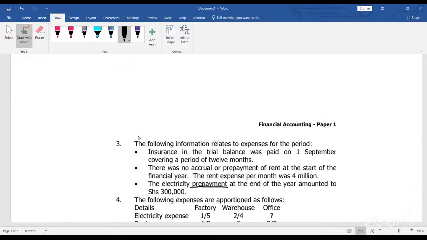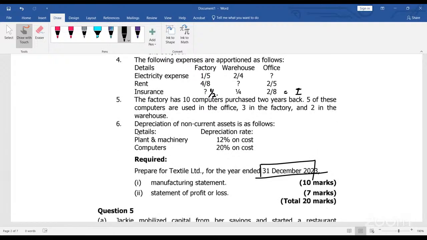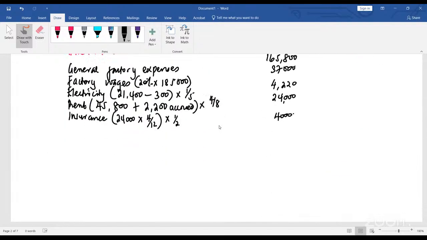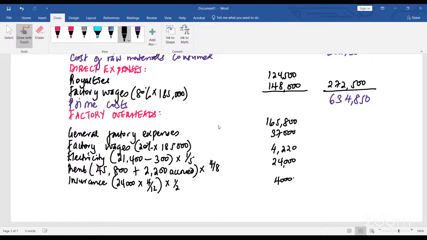Okay, let us look at the depreciation. Depreciation, the factory has 10 computers purchased 2 years back. 5 of these computers are used in the office, 3 in the factory, and 2 in the warehouse. So meaning that we have to get the depreciation of the 3 computers that are used in the factory. That would be the factory overhead. We know computers are normally used for office and administrative work, but in this case, there are some computers they are using in the factory. So we have to get their depreciation. Their depreciation is the factory overhead.